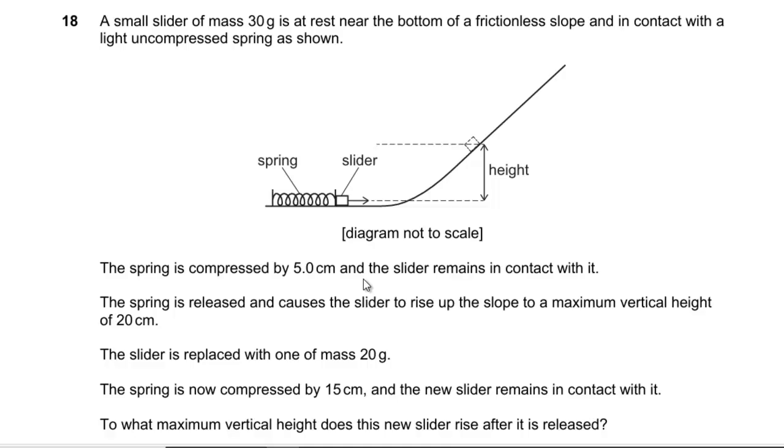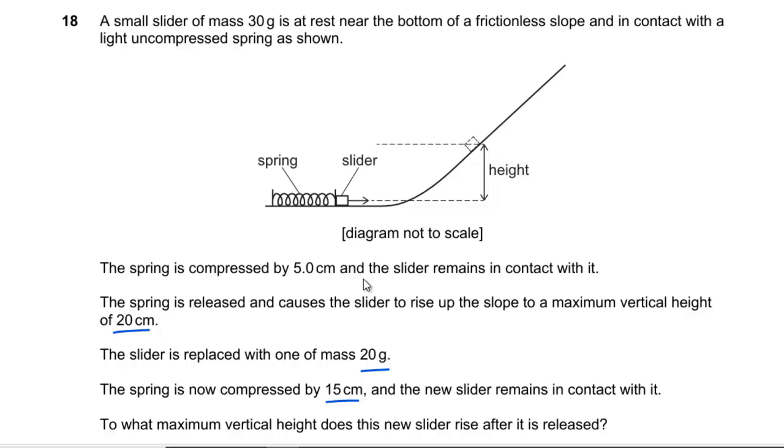18. Small slider of mass 30 grams that rests at the bottom of a frictionless slope. Okay. Spring is compressed by 5 centimeters. Slider remains in contact. Yeah, it's released and it goes up 20 centimeters. Right, so we're now replacing the slider with a mass of 20 grams. So that's gone down from 30 to 20. We compress it by more. And what do we get as a new height?